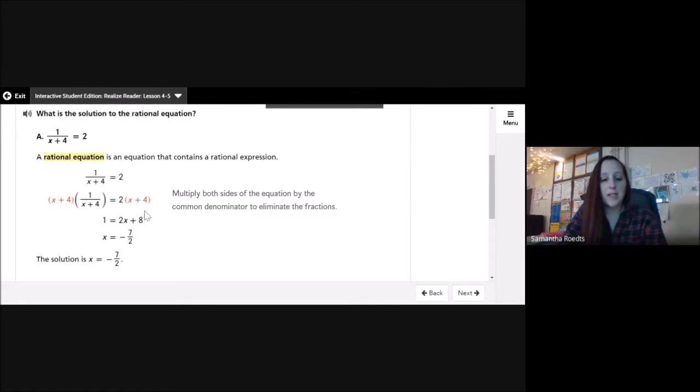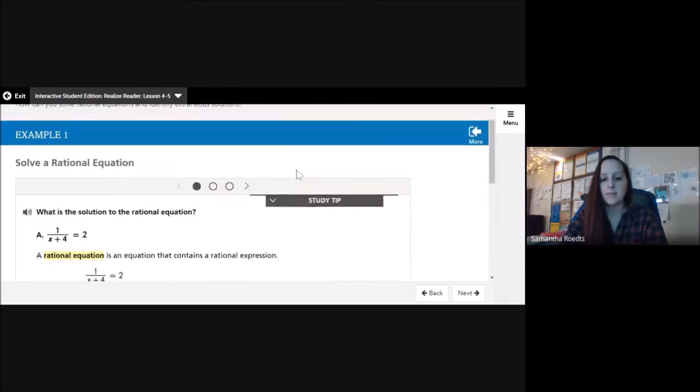I multiply both sides by the LCD, or the least common denominator. In this case, it's x plus 4. And I get 1 equals 2 times x plus 4. I distribute the 2, so I get 2x plus 8, and then I solve for x. So the solution is x equals -7/2.